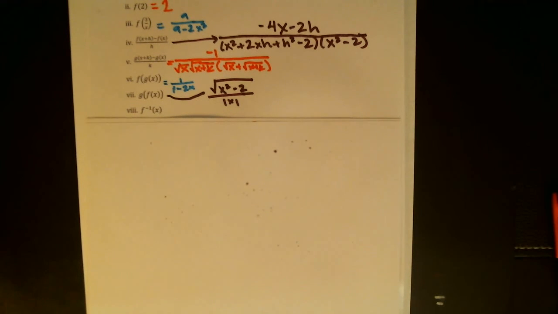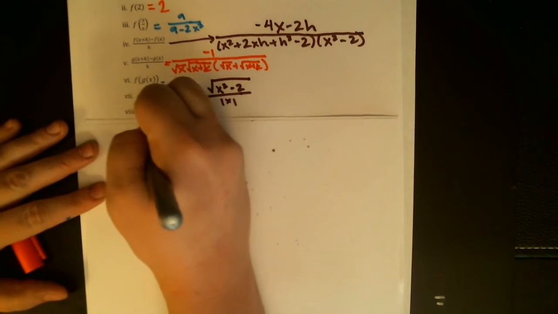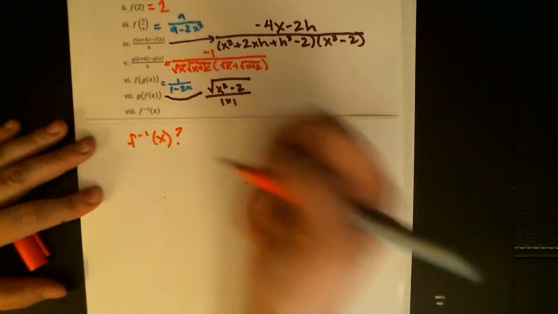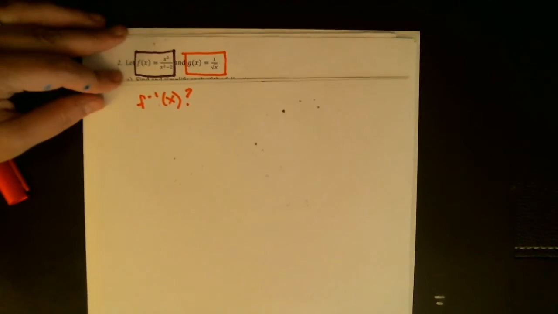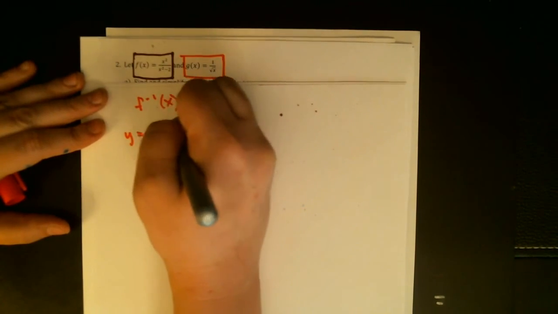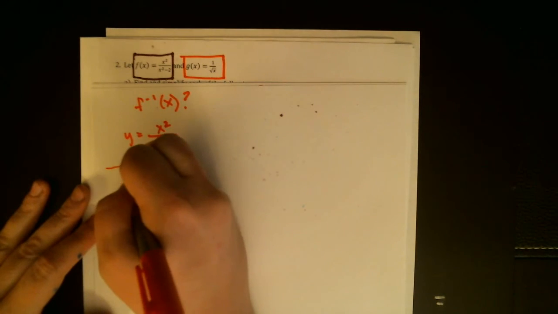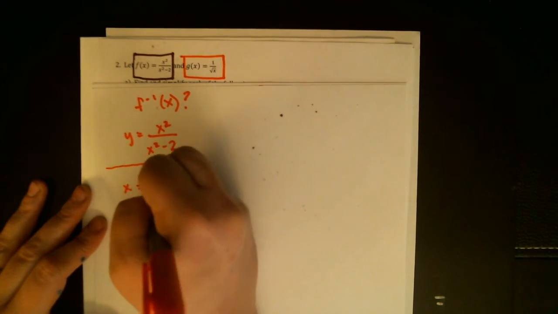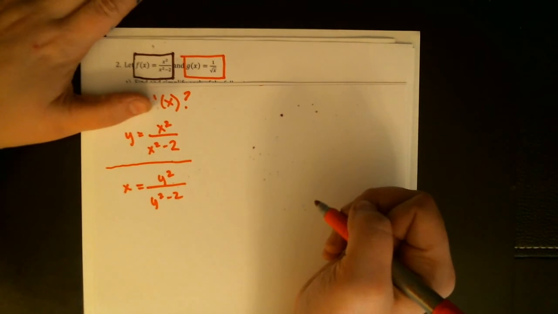Let's look at our inverses. So let's see, we want to find f inverse. To find an inverse algebraically, let's move back up here so you can see. We were looking at y equals x squared over x squared minus 2. You want a function that does exactly the opposite of f, so you want your inputs and outputs to be switched. So let's let x equal y squared over y squared minus 2, and then we want to solve for y.